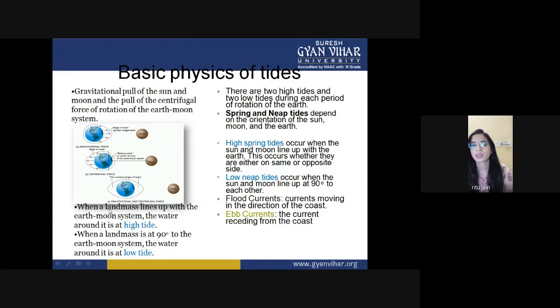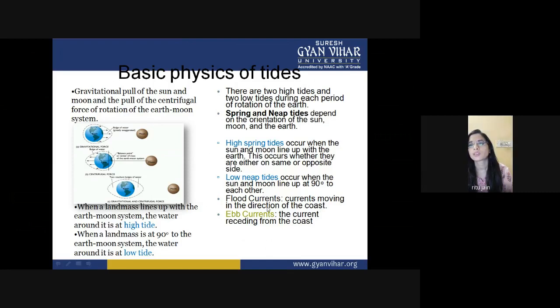When a landmass lines up with the earth-moon system, the water around it is at high tide. When a landmass is at 90 degrees to the earth-moon system, the water around it is at low tide. So there are two high tides and two low tides during each period of rotation of the earth. Spring and neap tides depend on the orientation of the sun, moon, and earth. High spring tides occur when the sun and moon line up with the earth, whether on the same or opposite sides. Low neap tides occur when the sun and moon line up at 90 degrees to each other.